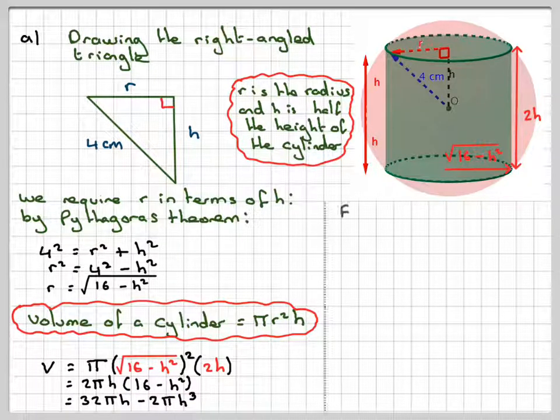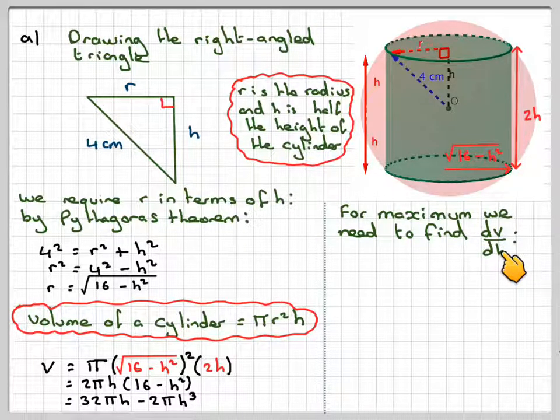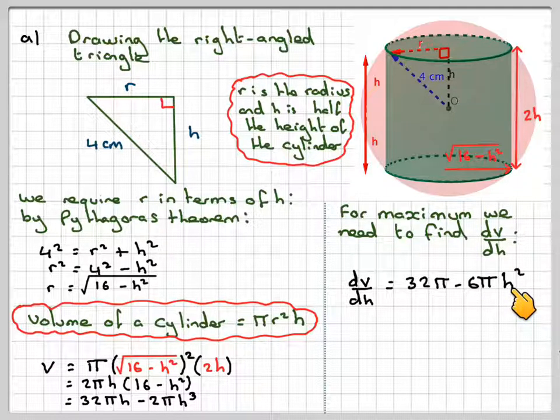So we're going to get 32 pi h minus 2 pi h cubed, because h times h squared is h cubed. Now, in order to find a maximum, we need to find dV by dh, so we differentiate the volume with respect to its height. So dV by dh is going to be equal to, if you differentiate this 32 pi h, you just get 32 pi. If you differentiate that, the 3 comes down in front, so we get minus 6 pi h squared, reducing the power by 1.